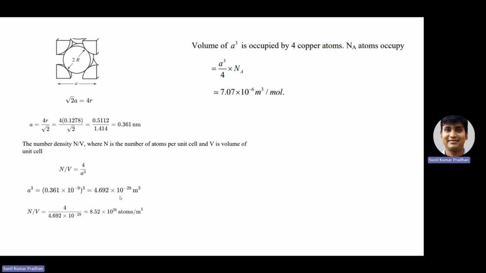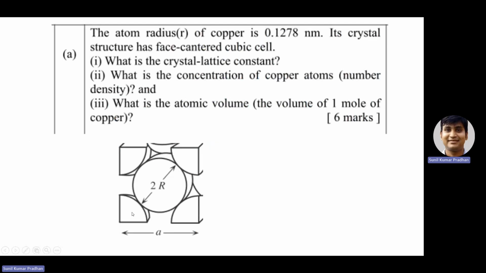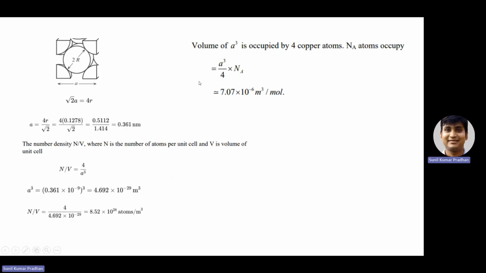Then what is the number of atoms per unit cell? As you know, 4, right? So 4 divided by a cube. What is a cube here? 4.692 into 10 to the power minus 29 meter cube. So finally, we'll get 8.52 into 10 to the power 28 atoms per meter cube. That is the answer for the second question, what is the concentration of copper atoms? That is number density. So the concentration is 8.52 into 10 to the 28 atoms per meter cube.